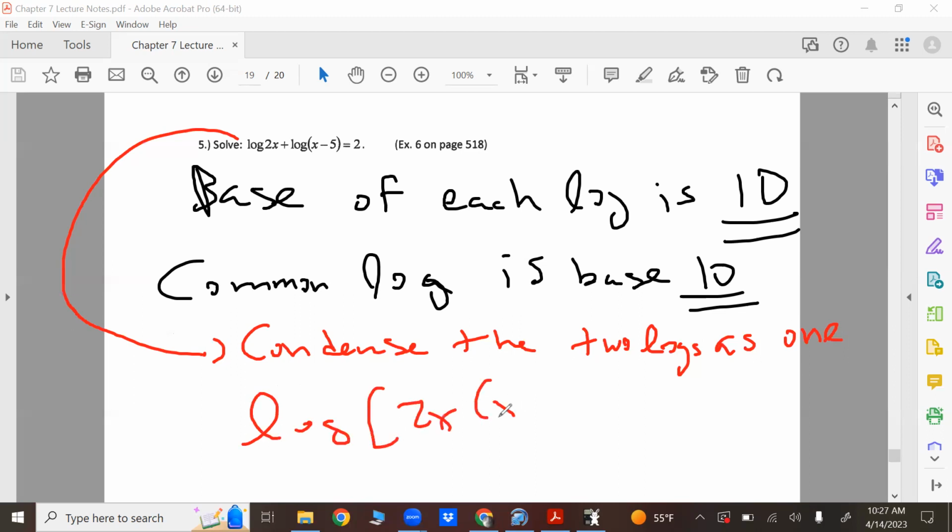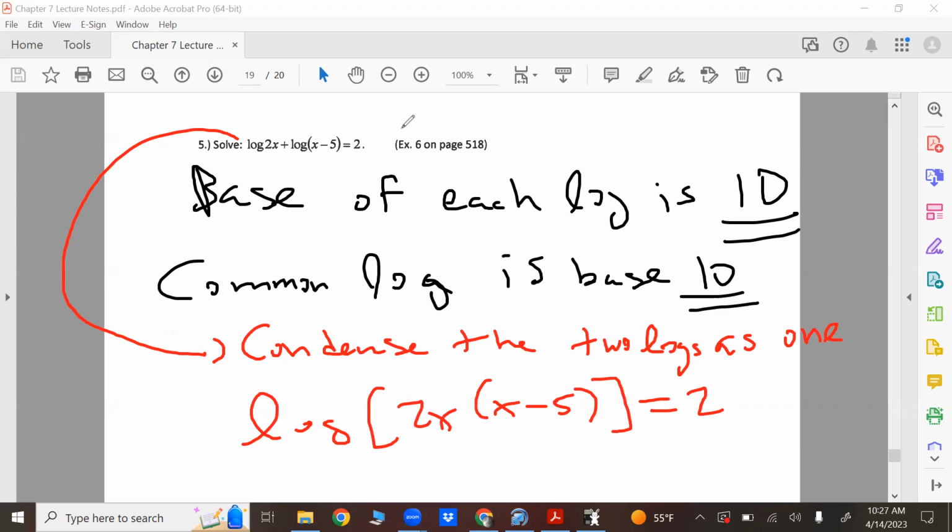2x times what? Yep. God bless you. Do you guys see how I did that? That's kind of a key step. That's using the properties. That's why I cared about condensing 2 days ago and why I gave you guys so much practice. So you guys get used to knowing how you can combine these, right? So it's log of 2x times x minus 5 equals 2.